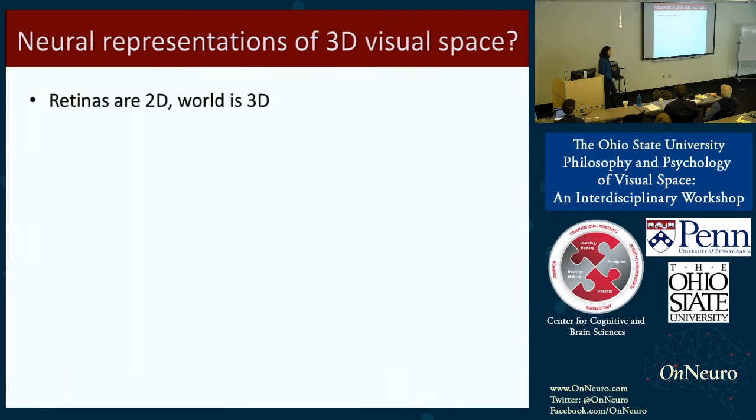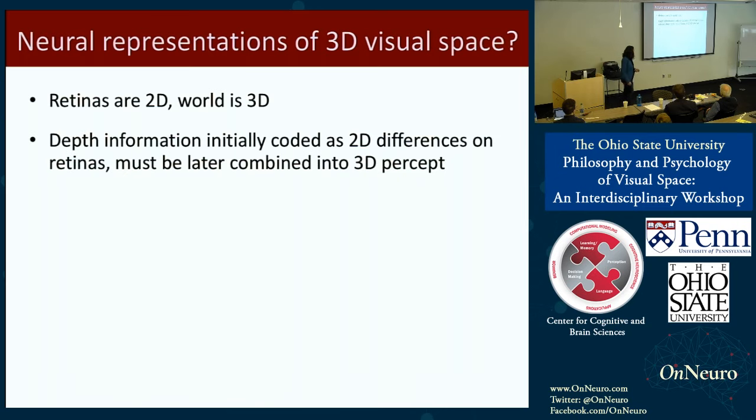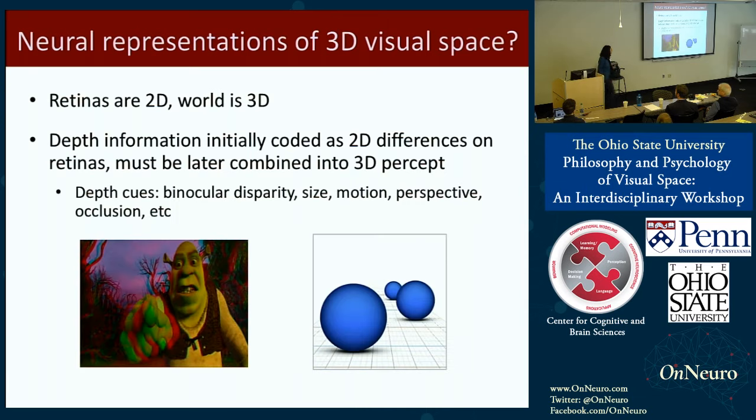Okay, so again, our problem is that the retinas are 2D, the world is 3D. By definition, information about depth must be initially coded in terms of a two-dimensional difference on the retina. And then at some later point in the visual processing stream, that information gets combined in a way that allows for our 3D percept. There are a variety of depth cues that we use to go from this 2D to 3D percept: binocular disparity, size, motion, perspective, occlusion, etc.